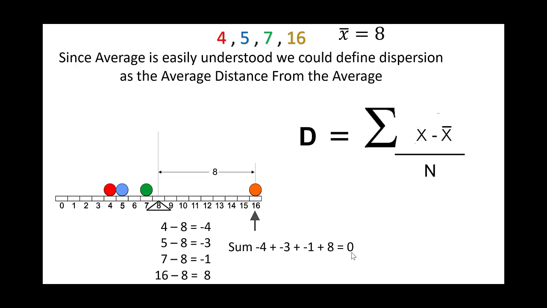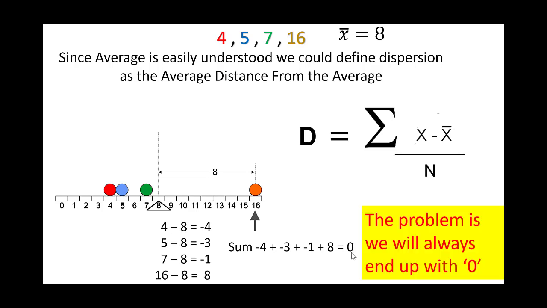Well, actually, that's a problem because it will always end up being 0, because the sum of half of our values, or the values less than the average, will always equal the sum of the values greater than the average. So when we subtract the two, we're going to end up with 0 every time. And that's what we did.